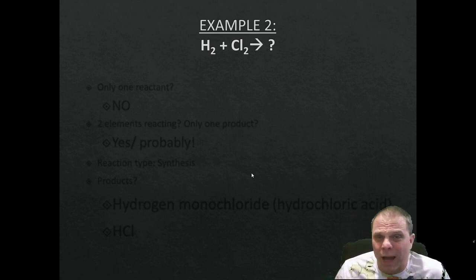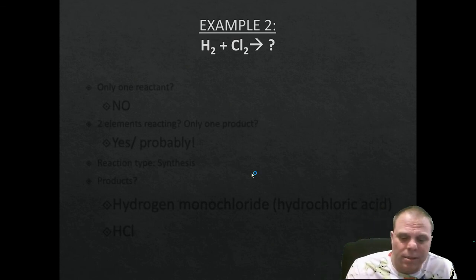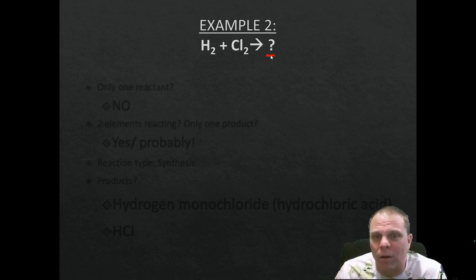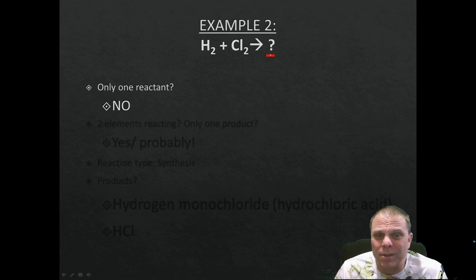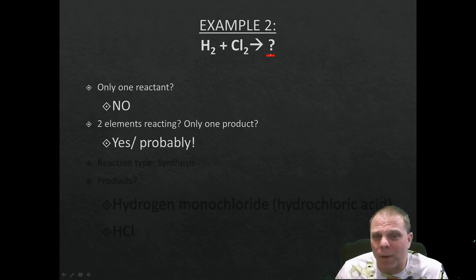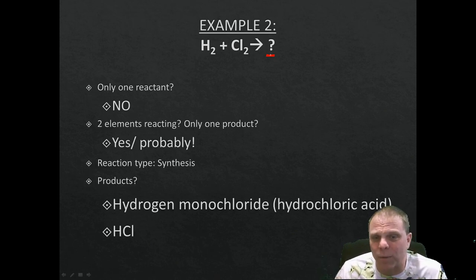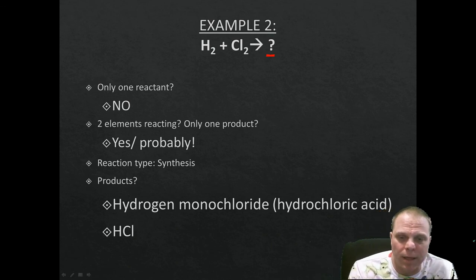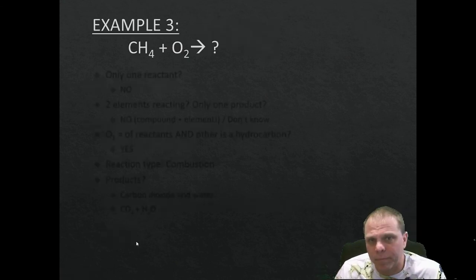Hydrogen and chlorine, you've got a single product, which is what it's trying to show you over here, right? So does it only have one reactant? No. So we're probably getting one product? Yeah. So this is a synthesis reaction. And what is our final product going to be? It's going to just be putting the two together. This is binary, so it's just going to be HCl.